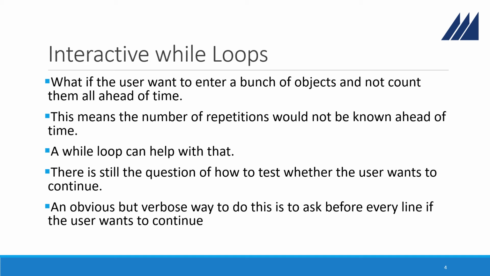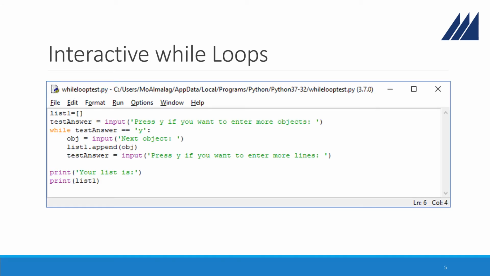Let's take a look at this example. We created the empty list, just like we did before. Then we ask the user to press Y if they want to enter more objects. If the user pressed Y, we compare it: is the value entered by the user equal to Y? Take a look, Y is between quotation marks because it's a string. If it's true, that means the user wants to enter an object. We ask the user for the object, and then we append it. And take a look over here: we repeat the question again. Press Y if you want to enter more objects.